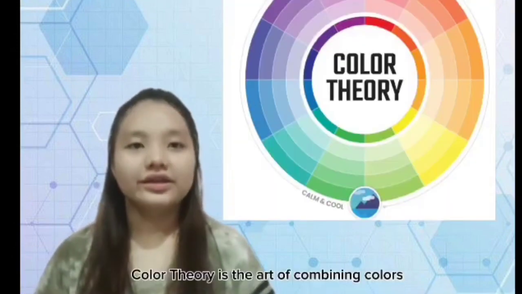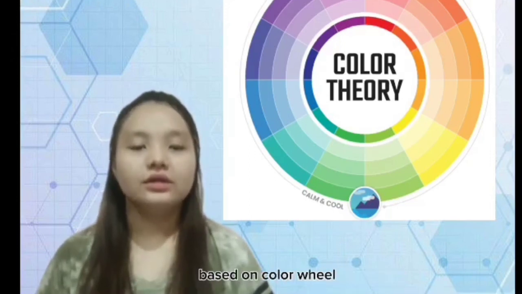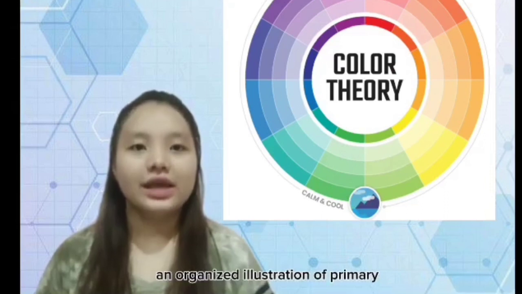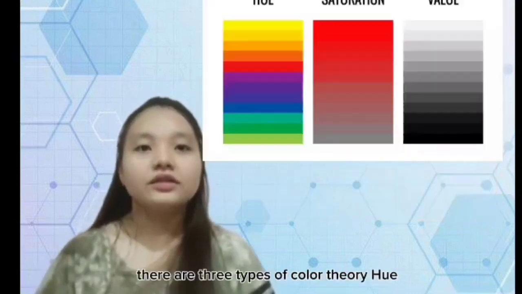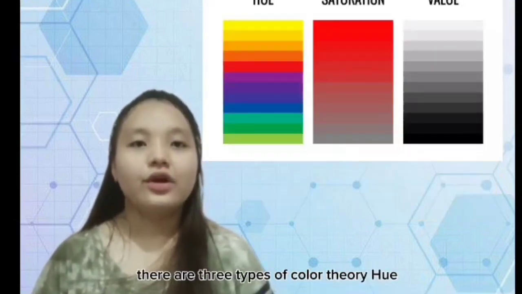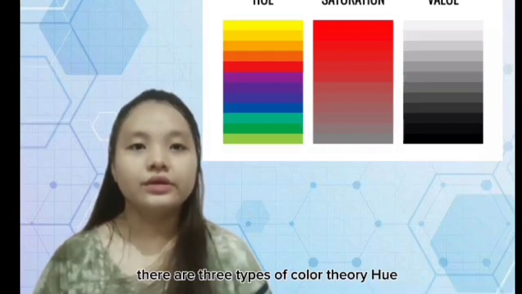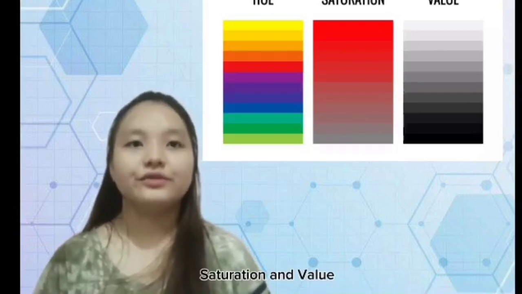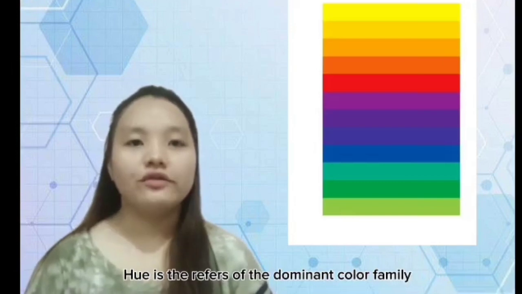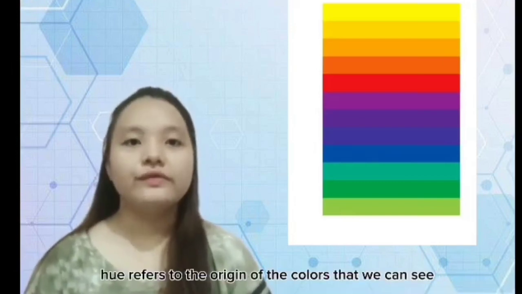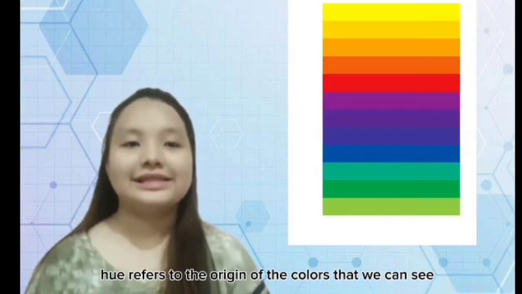Color theory is the art of combining colors based on the color wheel, an organized illustration of primary, secondary, and tertiary colors. There are three types of color theory: hue, saturation, and value. Hue is the dominant color family. Hue refers to the origin of the colors that we can see.